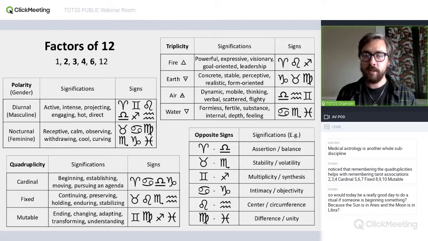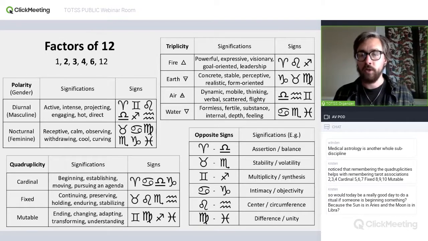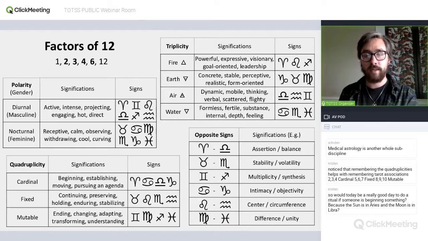So we have the opposite signs of Aries and Libra, Taurus and Scorpio. These are the signs that are opposite to each other in the zodiac. So, where Aries is assertion, Libra is balance. Where Taurus is stability, Scorpio is volatility. Where Gemini is multiplicity, Sagittarius is synthesis. And if you're familiar with the tarot, you can really see that in the tarot cards attributed to Gemini and Sagittarius. Cancer is intimate or central and personal, whereas Capricorn tends to be more objective.